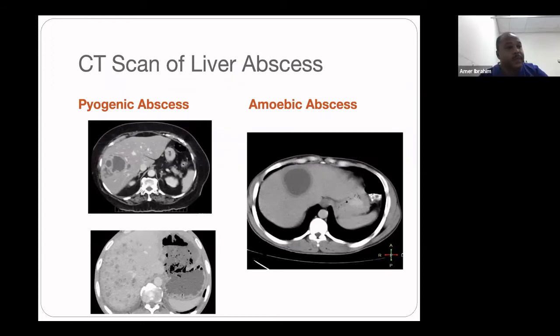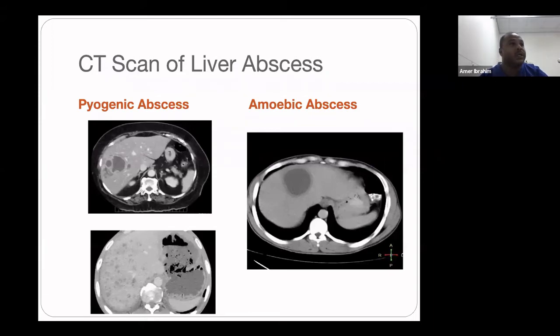Or sometimes you will find multiple tiny small abscesses present throughout the whole lobe of the liver. If you look at the left side, there is a well circumscribed fluid collection within the liver, having less liver edema in comparison with the pyogenic liver abscess.